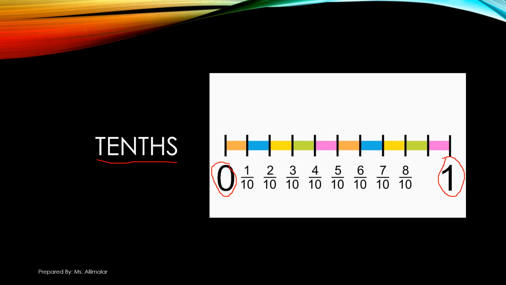Now why do I have 10 at the bottom? If you realize here, from 0 to 1, you have 10 parts. 1, 2, 3, 4, 5, 6, 7, 8, 9, 10 parts. So in total you have 10 parts, so your denominator is 10.